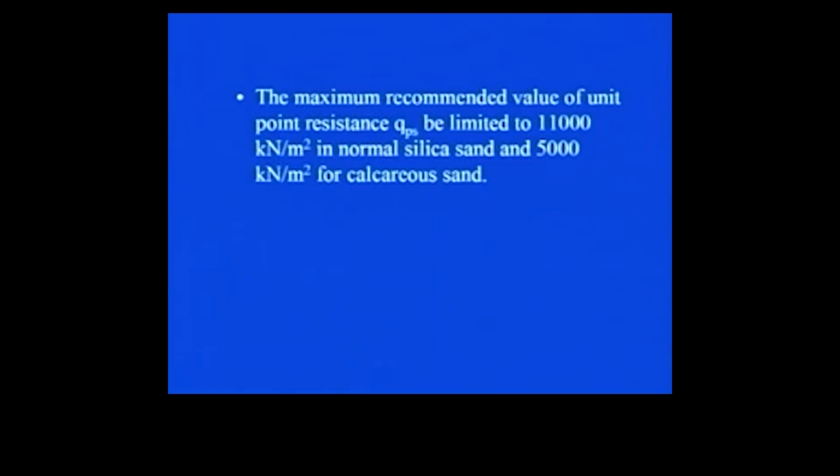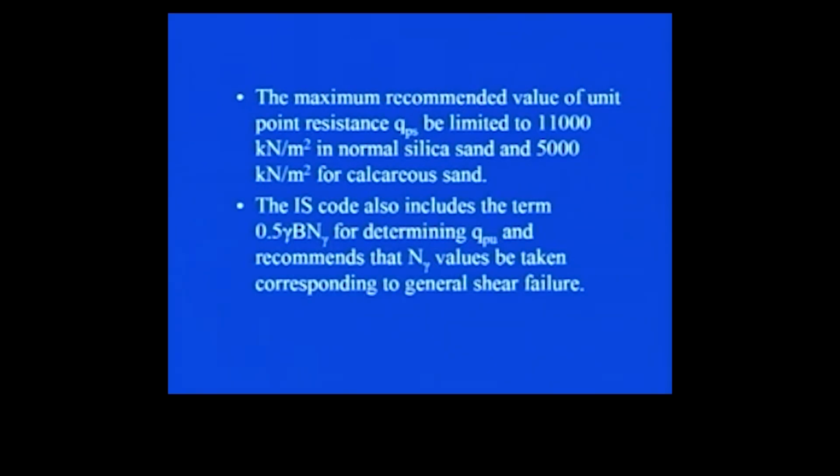The maximum recommended value of unit point resistance, that is QPS, is limited to 11,000 kilonewton per meter square in normal silica sand and 5,000 kilonewton per meter square for calcareous sand. The IS code also includes the term 0.5 gamma B N gamma for determining QPU and recommends that the N gamma value be taken corresponding to general shear failure. Although I told you that the last term in the most general equation of QPU can be neglected, the IS code includes this term, and it recommends that the N gamma value be taken corresponding to general shear failure.